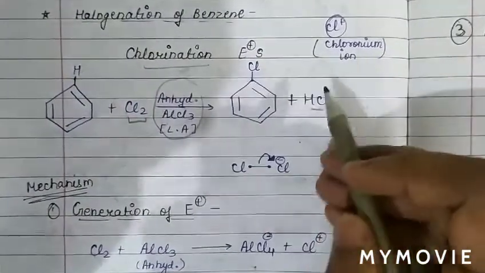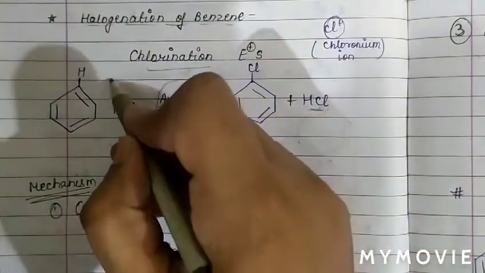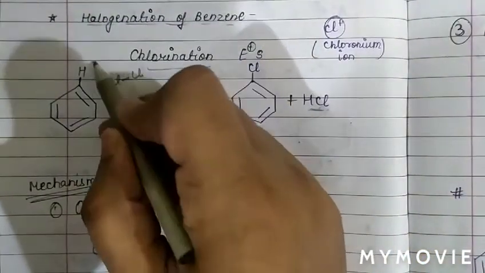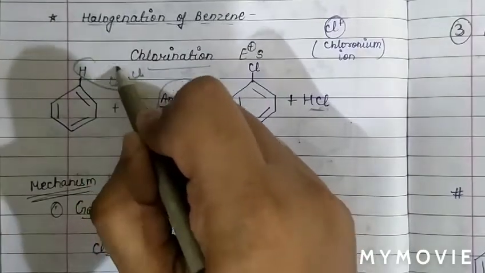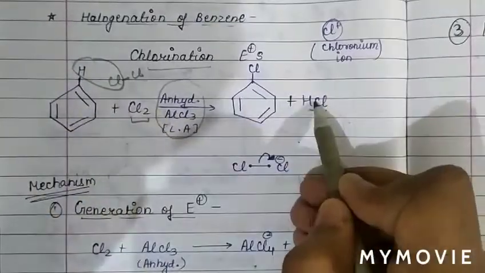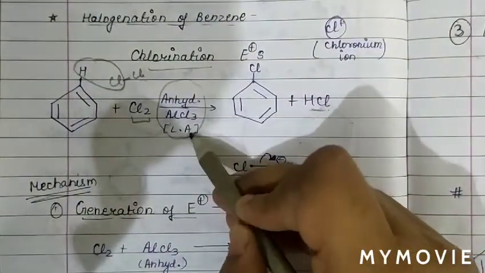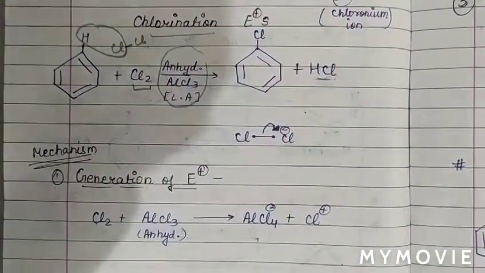Now we will discuss the mechanism of this reaction. Basically, in this reaction H and Cl will be removed, and in place of hydrogen, Cl will attack. So there is removal of HCl. In this reaction anhydrous AlCl3 acts as a Lewis acid. Now see the mechanism of this reaction.